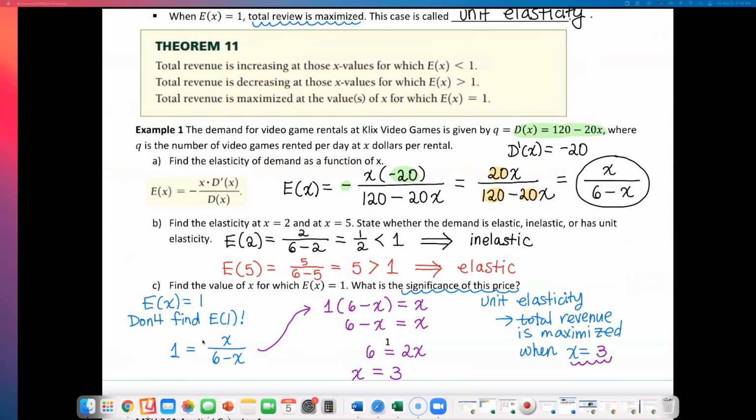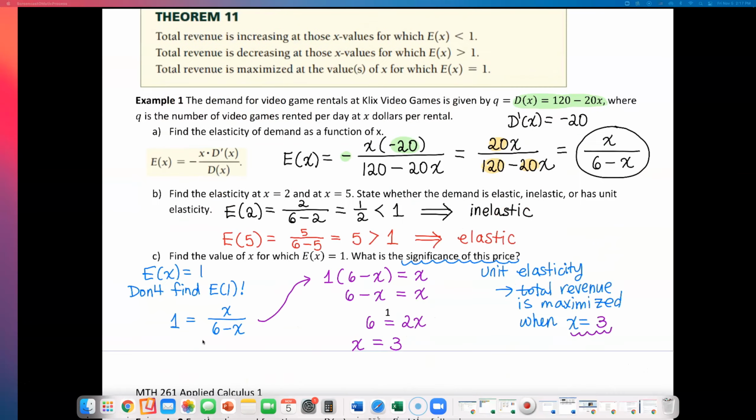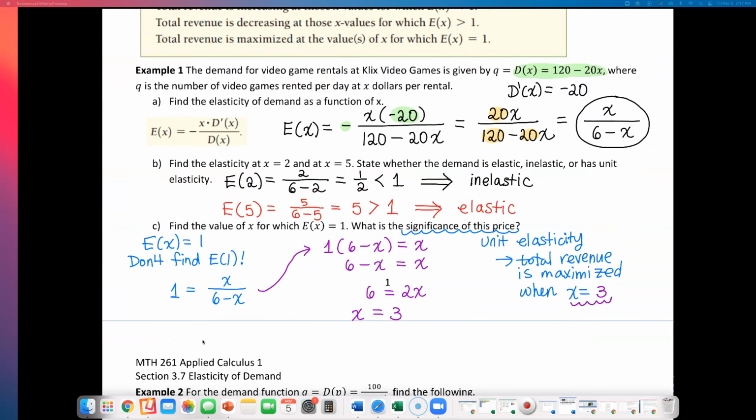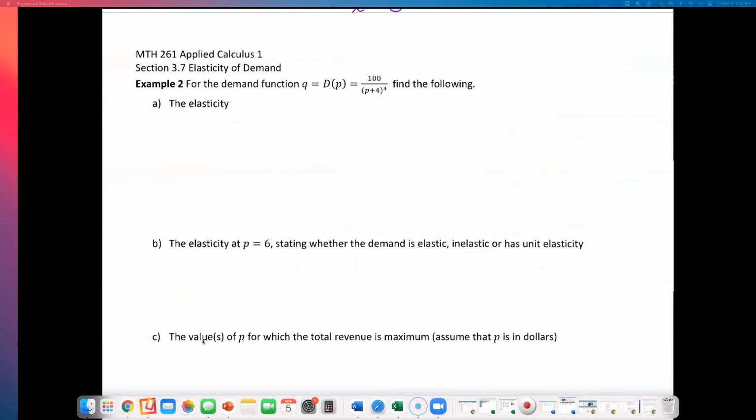Now this section is extremely short. So I think I'm just going to be able to finish this in 2 videos. So I'll go ahead and stop this one now. And then I'll come back and record another one for example 2 and 3.